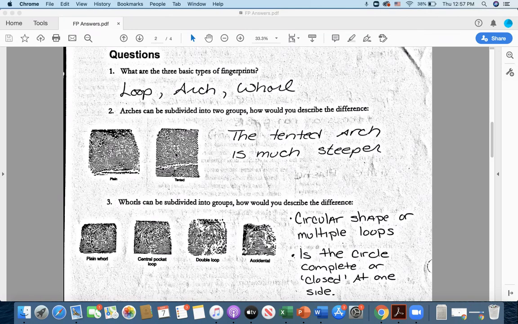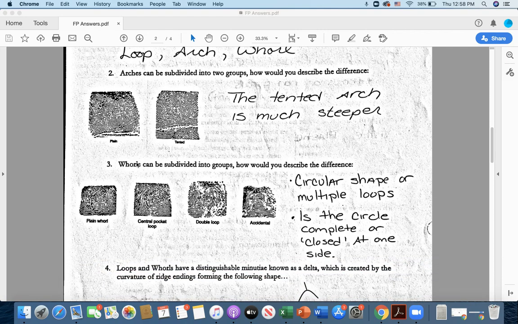right down the middle. They call it tented if you think like the old school tents where it was literally like a pole in the middle of an area with a tarp over it. You have that vertical pole or line right here holding up the rest of that arch. The plain arch, kind of like a subtle hill going on. The loops, we'll get back to loops with the ulnar versus the radial.